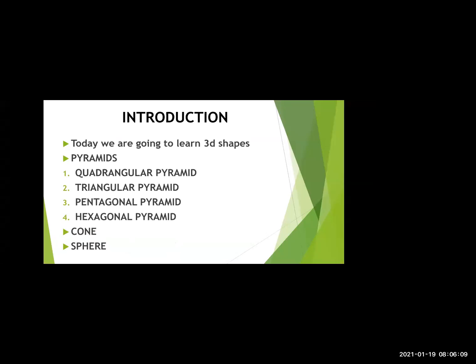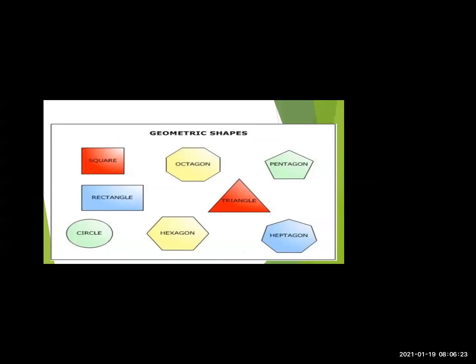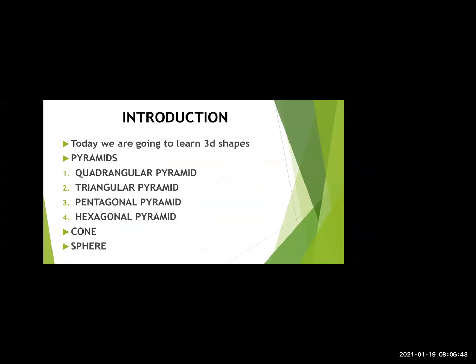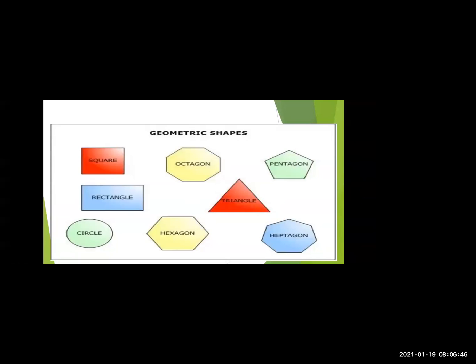But before moving ahead, learning about all these types of pyramids, let's see what is the meaning of this quadra, tri, pentagonal, hexagonal. So let's study some 2D shapes first. Wherever we find four flat shapes and straight sides, they are known as quadra, meaning four. In a triangle we can see there are three sides, so it is called a triangle.